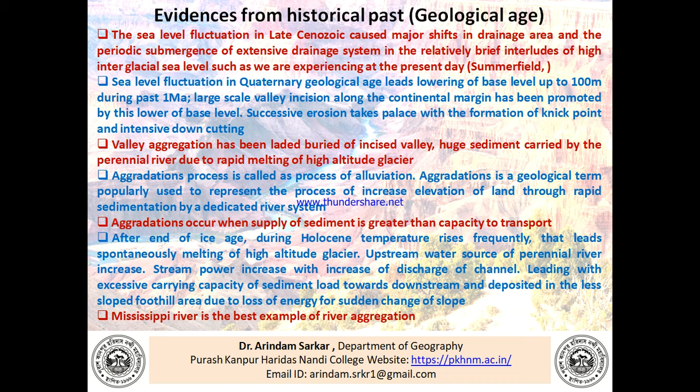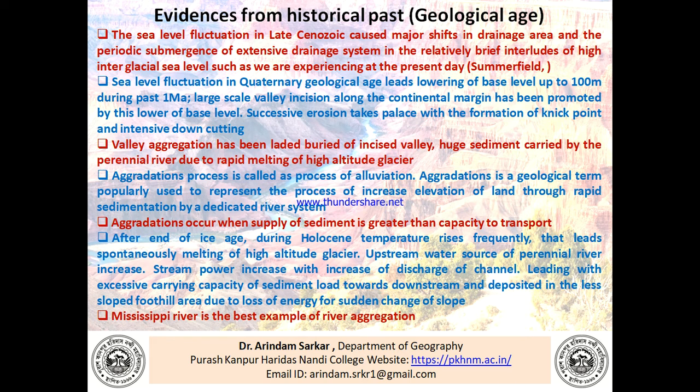Now the evidence from the historical past regarding sea level change. The sea level fluctuation in the late Cenozoic caused major shifts in the drainage area, and the periodic submergence of extensive drainage systems in the relatively brief intervals of high interglacial sea level, such as we are experiencing at the present day. Sea level fluctuation in the Quaternary geological age led to lowering of base level up to 100 meters during the last 1 million years. Large-scale valley initiation along the continental margin has been promoted by the lowering of base level. Successive erosion takes place with the formation of neck point and intensive down cutting.